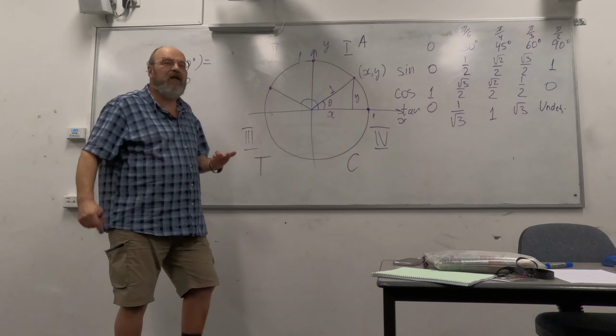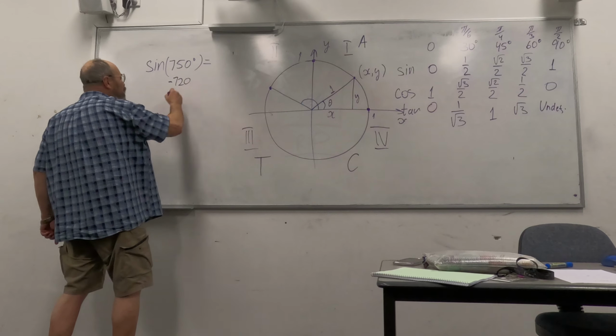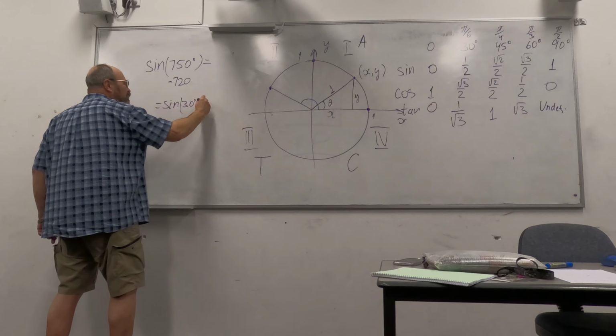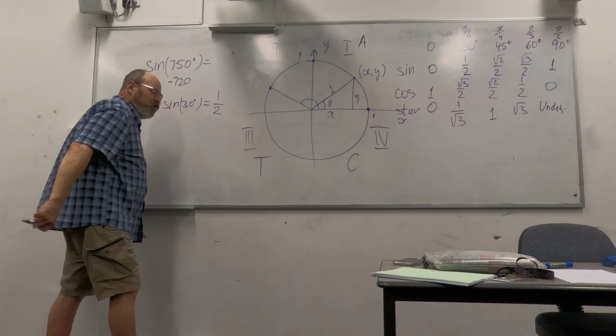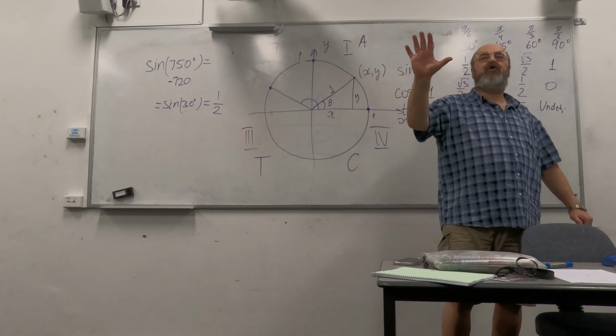So 750. Do you remember the rotations that it had? So we get that will be equal sine 30 degrees, which is a half, 1 over 2. It's as easy as 1, 2, 3.